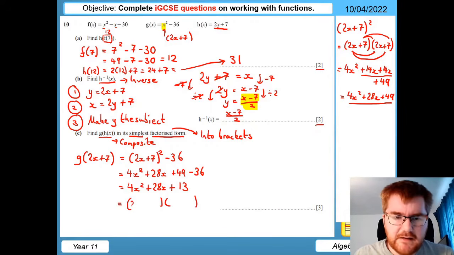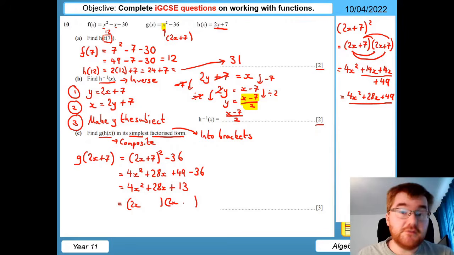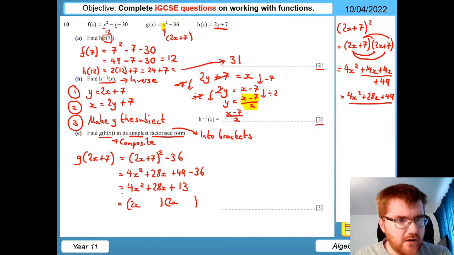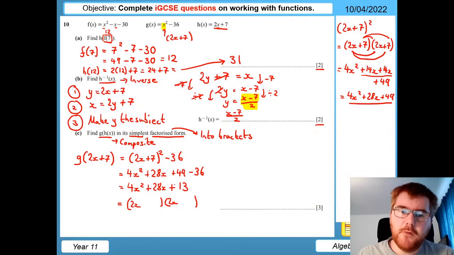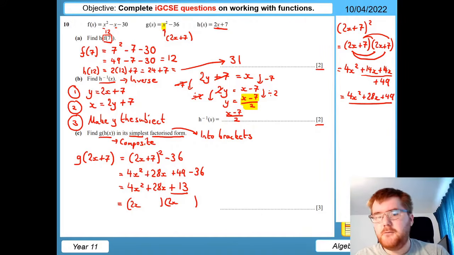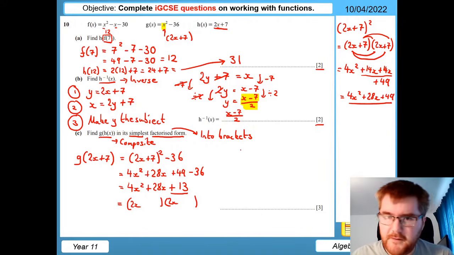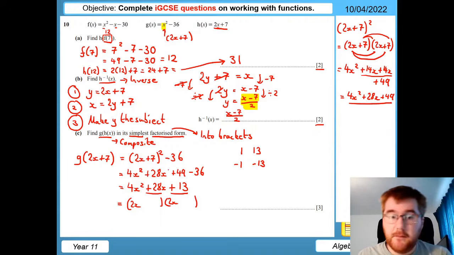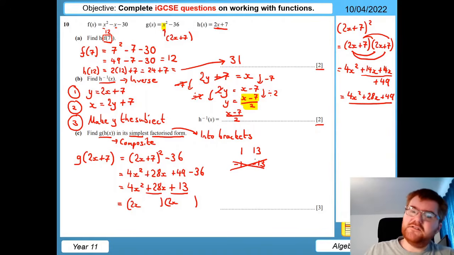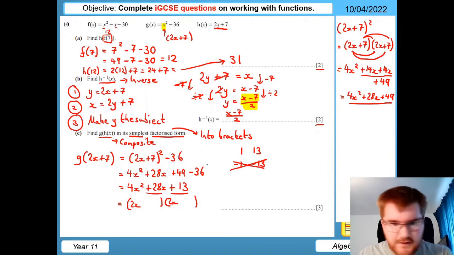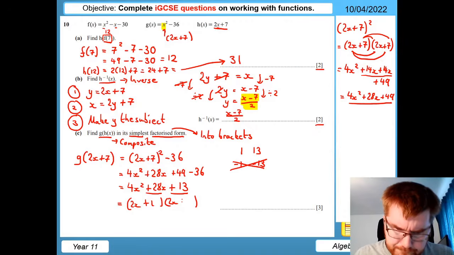Well, 4x squared can be 2x times 2x. You could also do 4x times x, but we'll start with this one first and see what we can work out. So remember, to work out these numbers here, we need two numbers that multiply to give us 13. Now there's not many options here because 13 is a prime number. So we have either 1 and 13. We could also have minus 1 and minus 13, but notice this is a positive number, so it can't be minus 1 and minus 13. That leaves us with only one option here, which is 1 and 13. So let's pop that in.